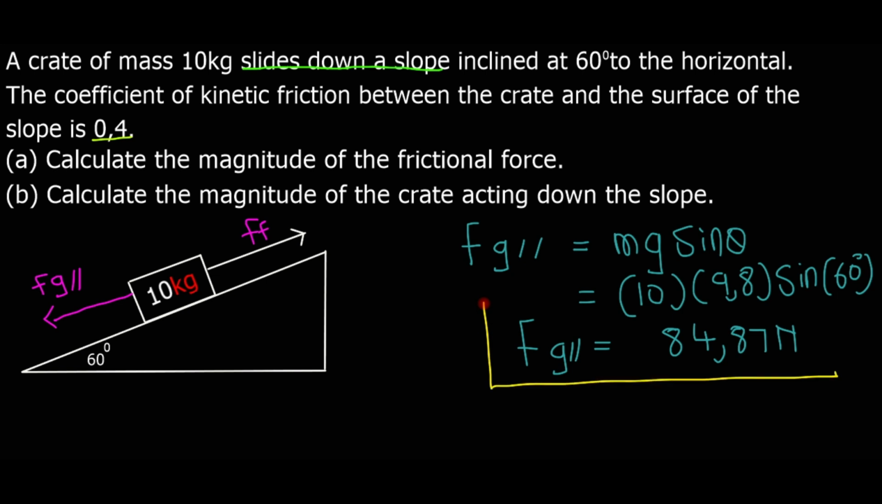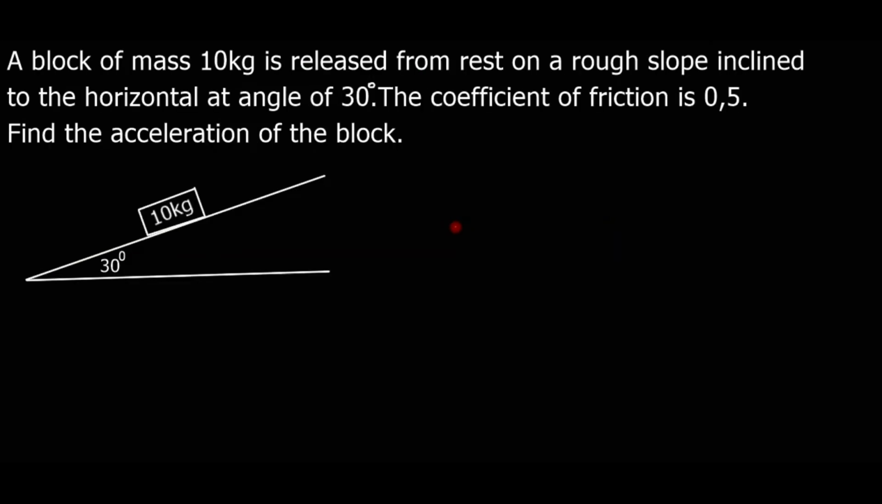The next question: a block of mass 10 kilograms is released from rest on a rough slope inclined to the horizontal at an angle of 30 degrees. The coefficient of friction is 0.5. Find the acceleration of the block.